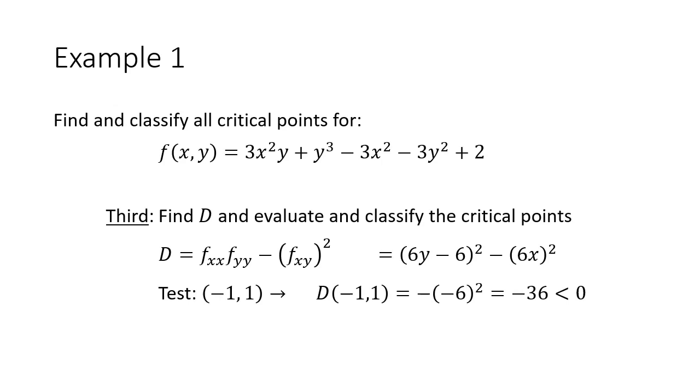Last up, only one more point to check, and that's the ordered pair negative 1, 1. When I plug that in, I'm going to get minus negative 6 squared, which is minus positive 36, or just negative 36. Again, that's less than 0. So again, this is a saddle point. And so we've now classified all 4 of our ordered pairs as a maximum, a minimum, and 2 saddles. Now let's actually use GeoGebra to take a look and see if that really matches up with what we found.